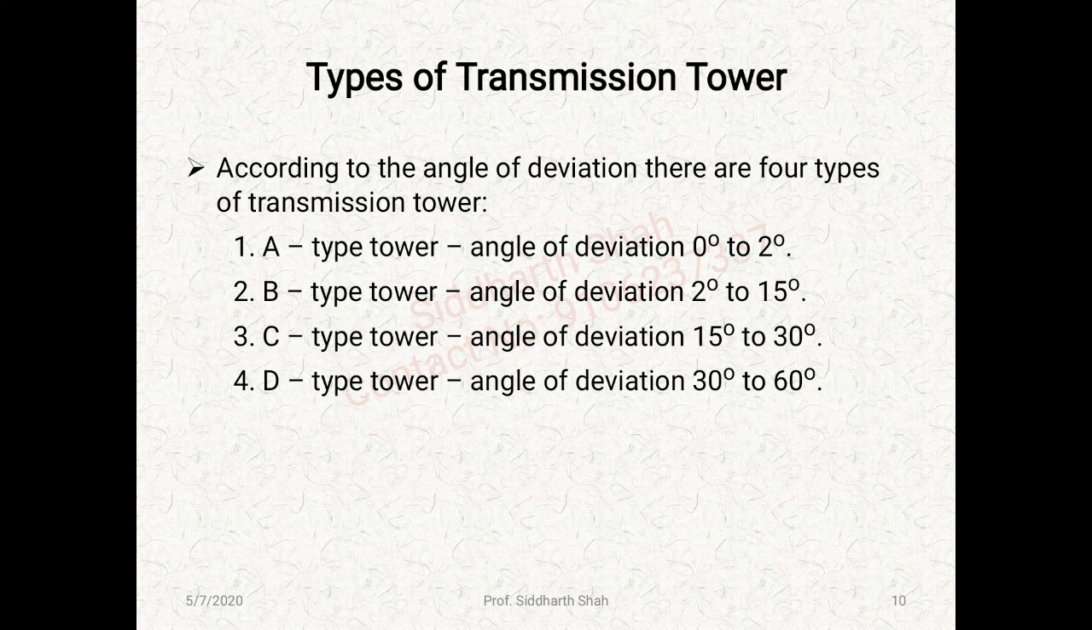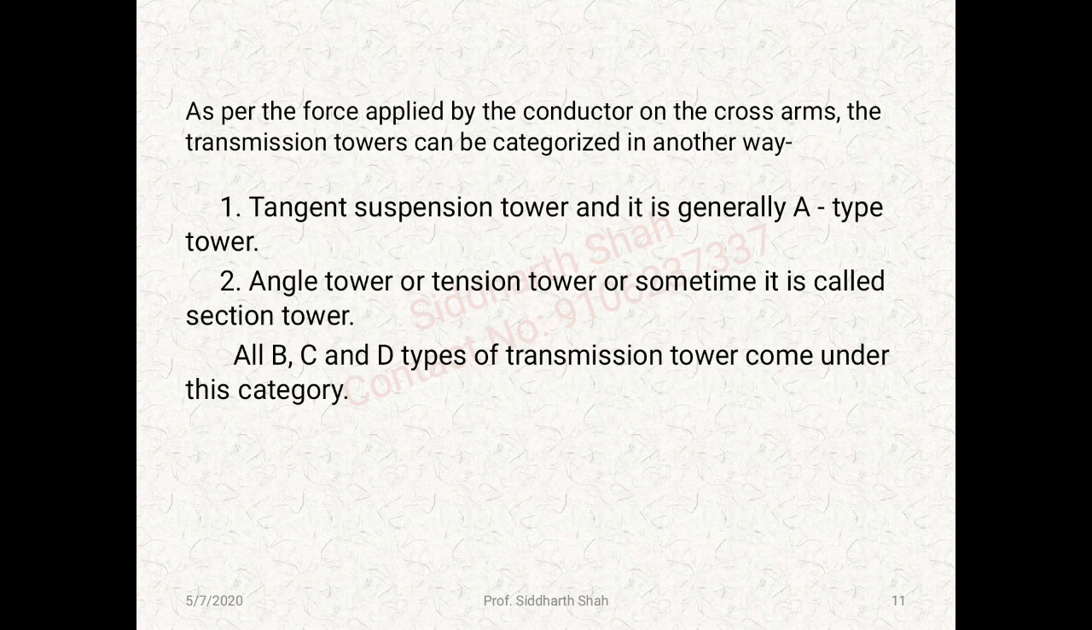See, there are total 4 types of tower: A, B, C and D type of tower. If the angle of deviation is 0 to 2 degree, then it is A type tower. If the angle of deviation is 2 to 15 degree, then it is a B type. If the angle of deviation is 15 to 30, then it is C type, and 30 to 60, then it is a D type tower.